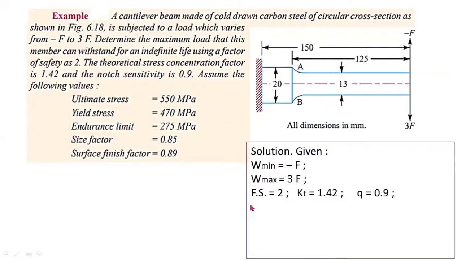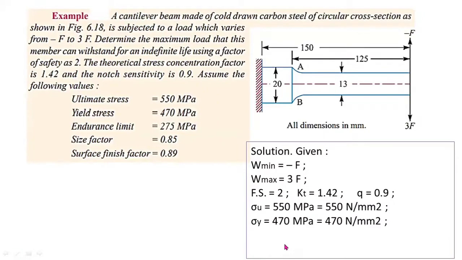Ultimate stress sigma u equal to 550. Yield stress sigma y equal to 470. Endurance stress sigma e equal to 275. Size factor K size equal to 0.85. K surface equal to 0.89. These all are our given values.